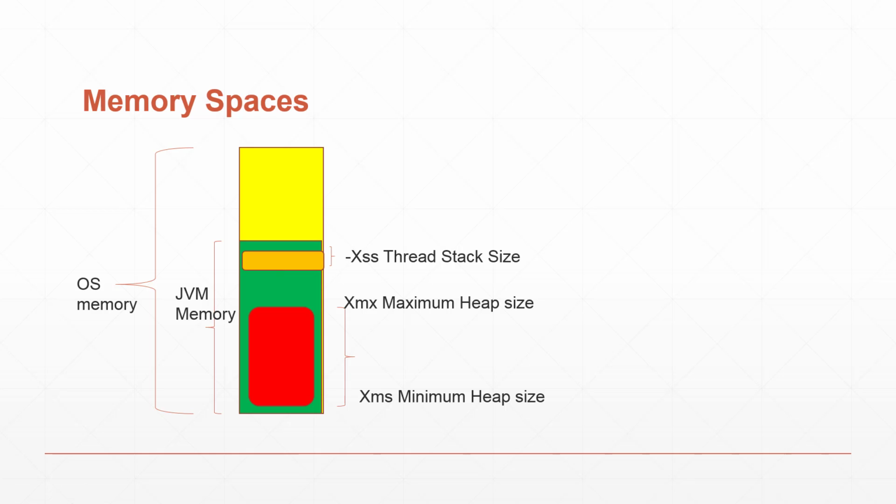So JVM memory is the sum of max heap size plus number of threads multiplied by the Xss value, that is the thread stack size, plus other members.